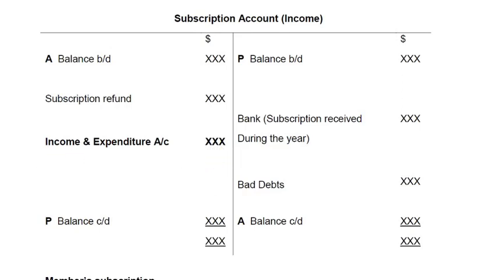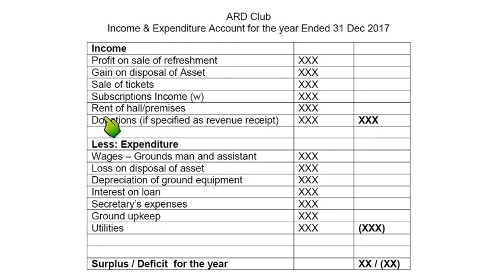Now let's discuss some other items. Rent of hall or premises. Sometimes, in order to raise some finance, a not-for-profit organization can rent out its premises, maybe for exhibitions or for some other purposes. In Pakistan, maybe we use it for a marriage or wedding ceremony hall. So this is rent of hall and premises. We are earning money through letting our premises to our tenants.